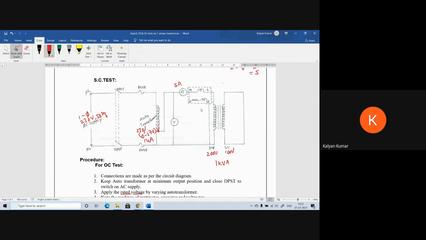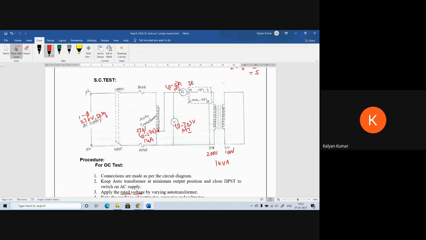Next, the voltmeter. Here we need to apply reduced voltage, not the rated voltage. So in order to get the rated current under such conditions, the voltage that I have to apply to the transformer is around 15% or less than that. So out of 200, the 15% is 30 volts. So we can use a 0 to 30 volts voltmeter, and it is of MI type. So the ammeter is also a 0 to 5 amps ammeter.